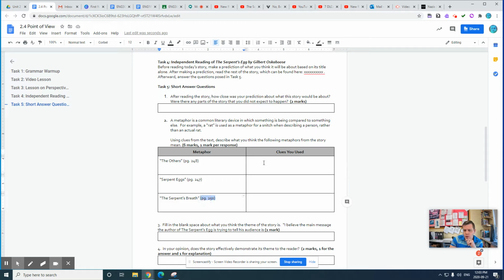So try to figure out what these really mean and write down the clues in this column here. So who are the others? What type of people are the others? And once you read the story, hopefully you'll have more of an idea. And just write down a sentence or the quote that gave you the clue.